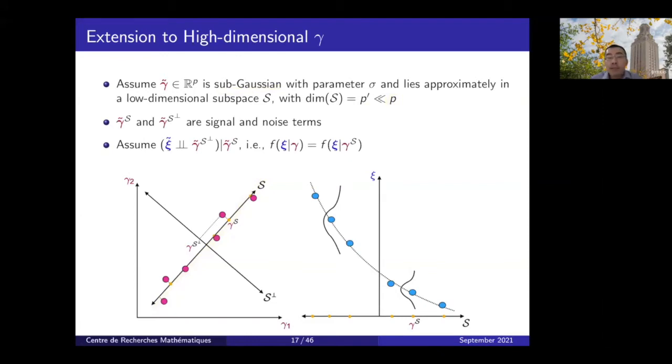And here we make the assumption that gamma S, the component of gamma that lies in the subspace S, corresponds to the signal and influences the random cost parameter factor psi, while the orthogonal component corresponds to the noise term, which given gamma S does not provide any information about psi. So the conditional density of psi given gamma is the same as the conditional density of psi given gamma S.